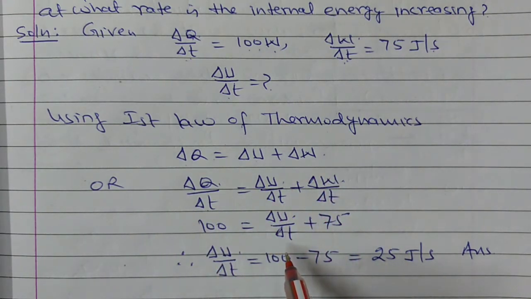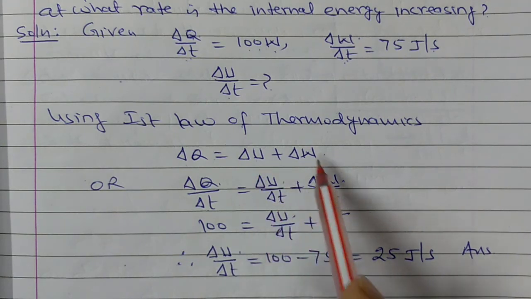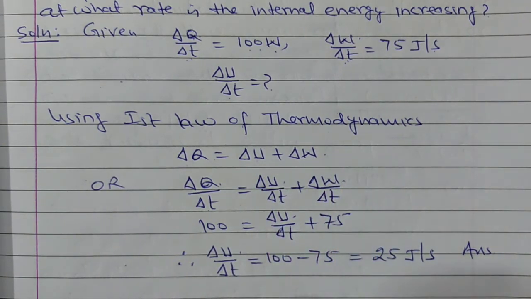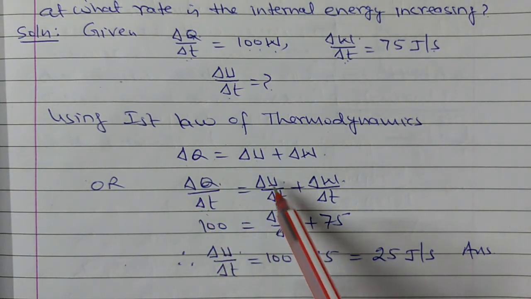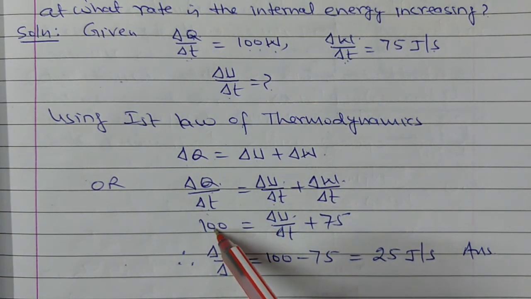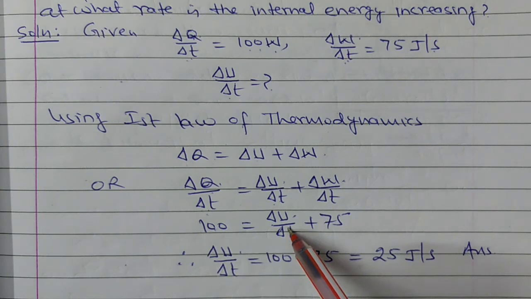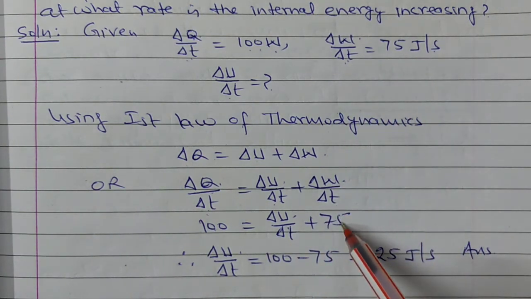Now this can be written as इस फर्स्ट लॉ ऑफ थर्मोडायनेमिक्स को डेल्टा टी से हमने दोनों साइड में डिवाइड किया, तो दिस इज डेल्टा क्यू अपॉन डेल्टा टी, डेल्टा यू अपॉन डेल्टा टी प्लस डेल्टा डब्ल्यू अपॉन डेल्टा टी. तो दिस इज द रेट ऑफ हीट एंड दिस इज चेंज इन इंटरनल एनर्जी का रेट है और दिस इज रेट ऑफ वर्क डन. अब ये हमें गिवन था 100, ये हमें कैलकुलेट करना है डेल्टा यू अपॉन डेल्टा टी एंड डेल्टा डब्ल्यू अपॉन डेल्टा टी इज गिवन 75.